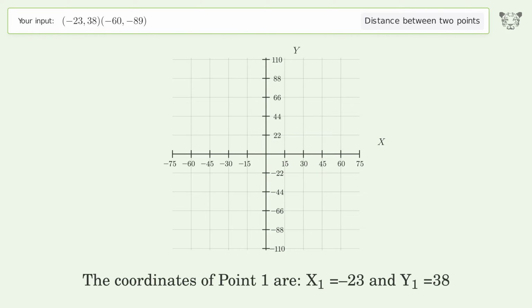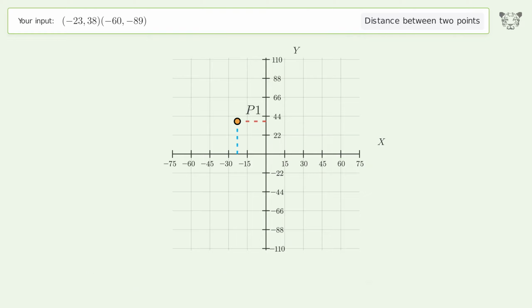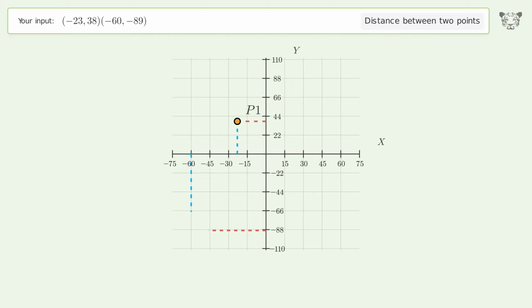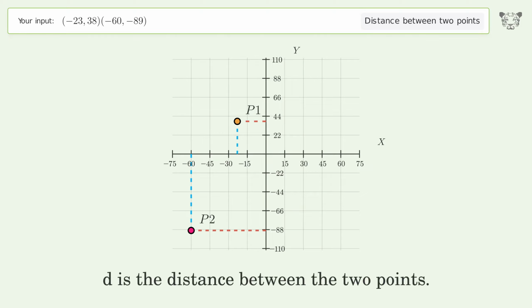The coordinates of point 1 are x1 equals -23 and y1 equals 38. The coordinates of point 2 are x2 equals -60 and y2 equals -89. D is the distance between the 2 points.